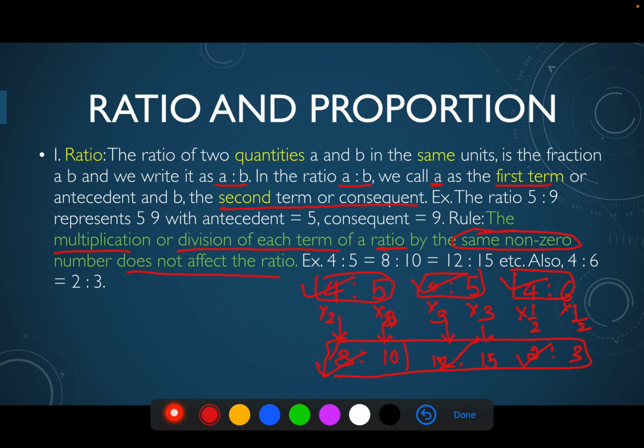So by multiplying or by dividing, the ratio will not be changed, but the numbers will change, but the number which you are using should not be 0.